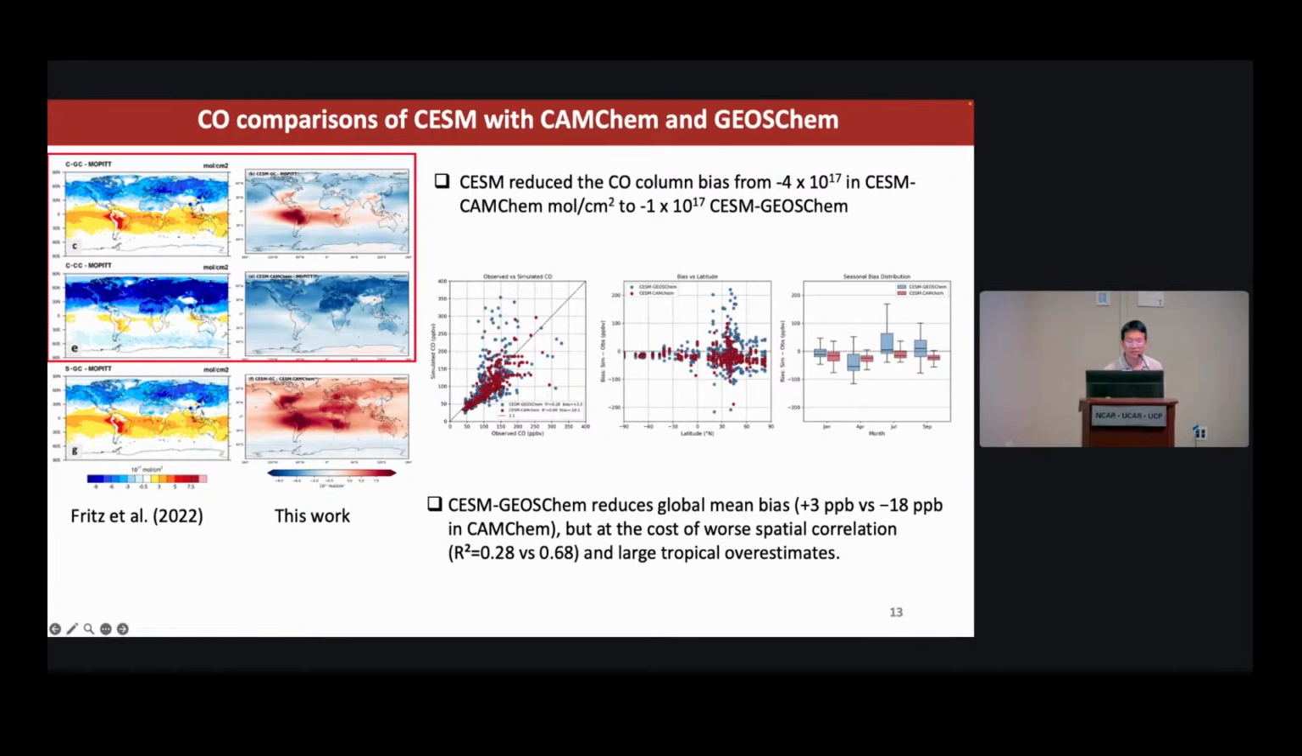We find that even though the GEOS-Chem has a smaller bias, the correlation is also very small. The R squared is only 0.28. And also the regional difference is much larger in the CESM with GEOS-Chem chemistry. So the CESM GEOS-Chem model reduced the global mean bias at the cost of worse spatial correlation and also larger tropical overestimates.